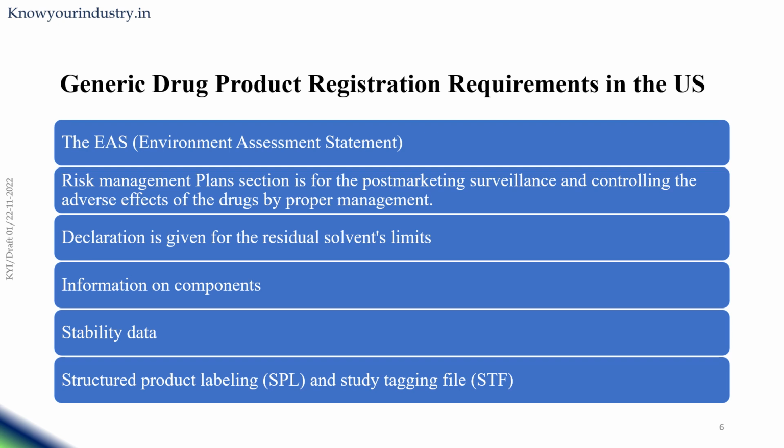The declaration is given for the residual solvent limits used or present in the drug substance and excipients according to the USP. Then information on components, including the name and address of the supplier or manufacturer of the raw material and packaging material, is provided in 3.2.R format.